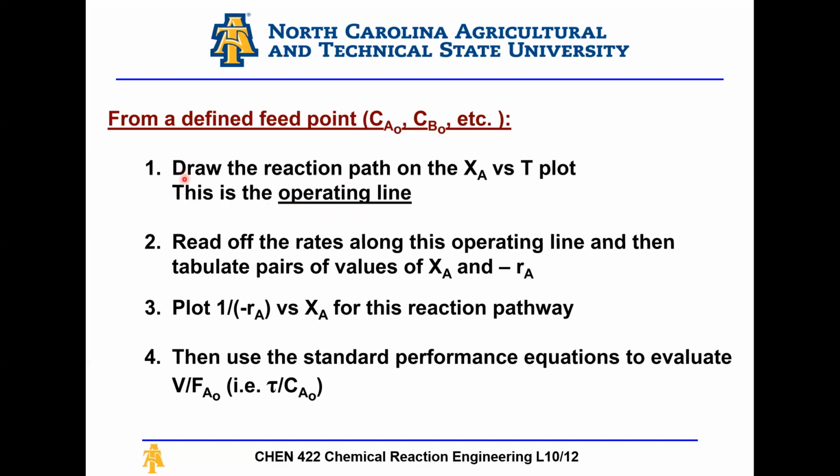So anyways, the approach: I'm going to draw the reaction path on the XA versus T plot, which is my operating line. I'm going to read the rates along this operating line and then tabulate XA versus minus RA. Then I'm going to plot 1 over minus RA versus XA. And then, similar to the ideas we've discussed previously, I'm going to either integrate the area under the chart for a PFR or take a box under the chart for a CSTR to get the value of V over FA naught, which gives my reactor volume.